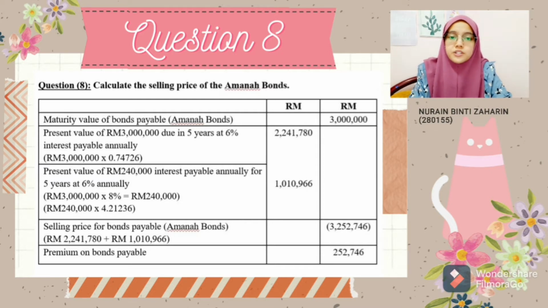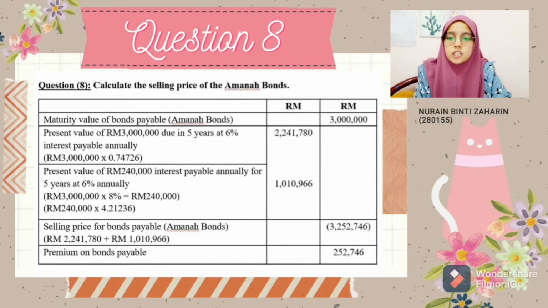From the table of present value interest factors of RM1 per period at interest percent for N period, we will get 0.74726 for these 5 years at 6%. We multiply it with the maturity value of 3 million ringgit. Then we get the present value of 3 million ringgit due in 5 years at 6% interest payable annually, which is 2,241,780 ringgit.